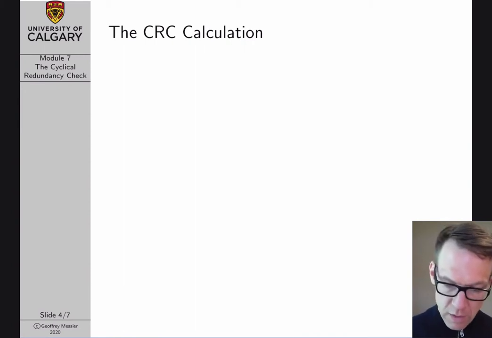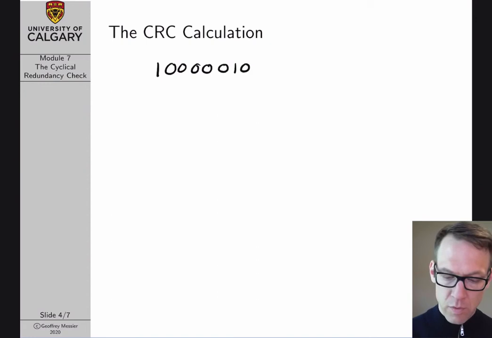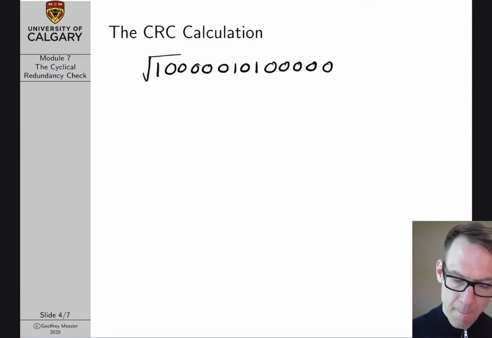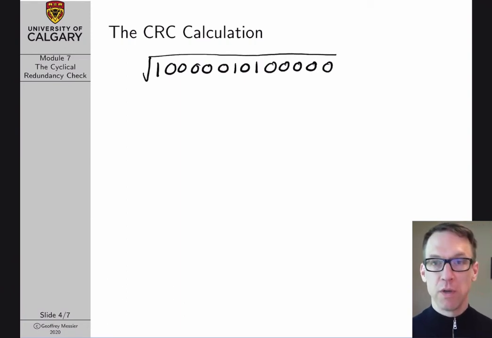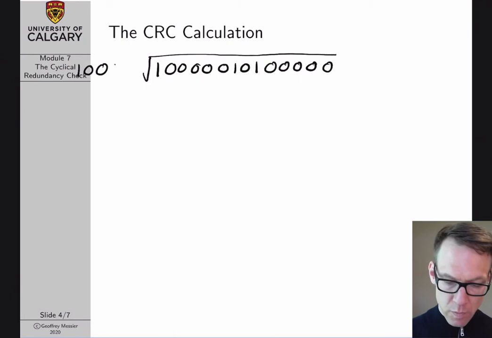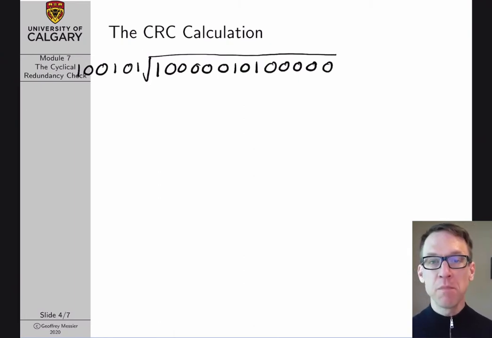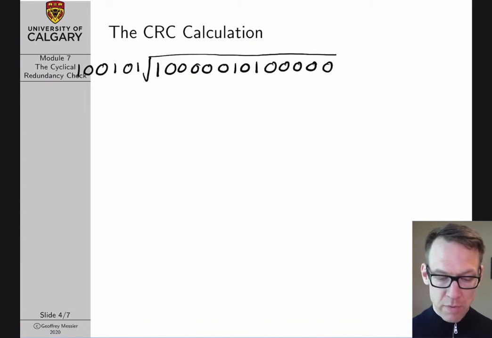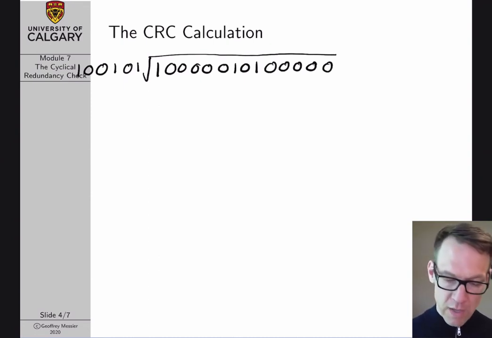We are going to take 1 0 0 0 0 0 1 0 1 0 0 0 0 0 and divide it by 1 0 0 1 0 1. We're going to start by lining up the most significant 1 in our divisor with the most significant 1 in the polynomial that we're dividing. So we have 1 0 0 1 0 1.